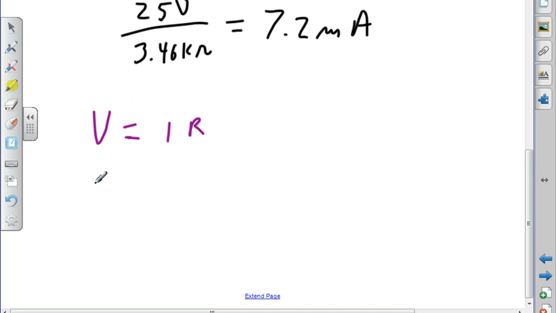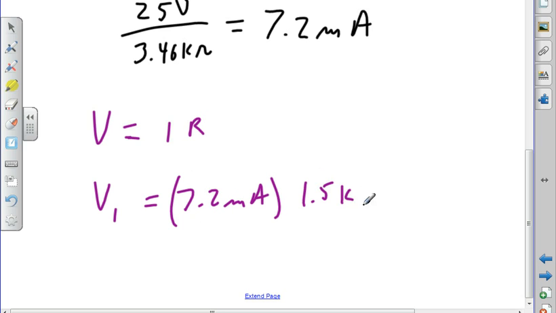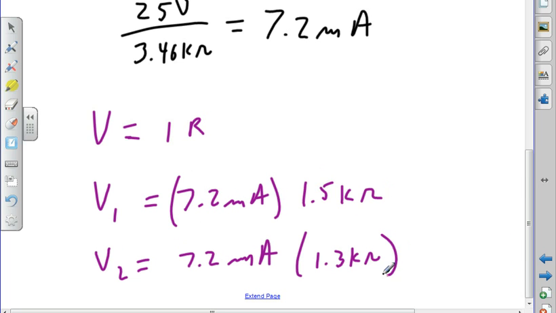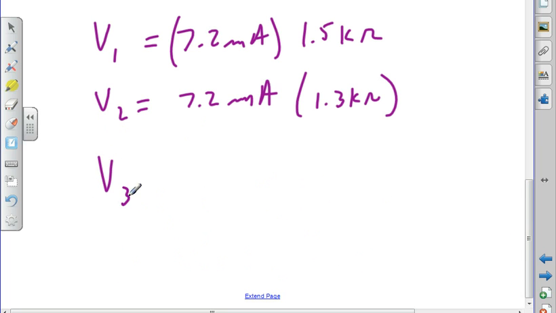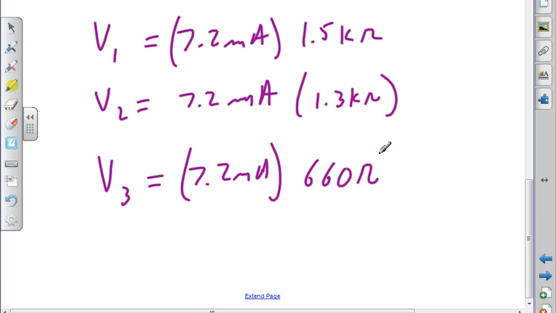Okay, so the voltage across the first resistor has to be that 7.2 milliamps times 1.5K. And the voltage across 2 has to be 7.2 milliamps times 1.3K. And the voltage across resistor 3 has to be 7.2 milliamps times 660 ohms.